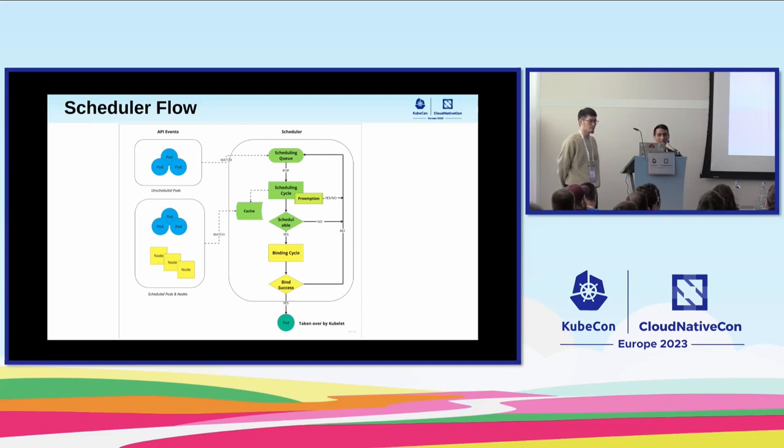The scheduler is a single component, a controller that is part of the Kubernetes control plane. It's basically watching for pods, which can be at a high level in two states: admitted or scheduled pods, which are already assigned to nodes, and new pods that were not assigned to nodes yet. The pods that are not assigned yet go into a scheduling queue, and the pods that are scheduled go into the internal scheduler cache.